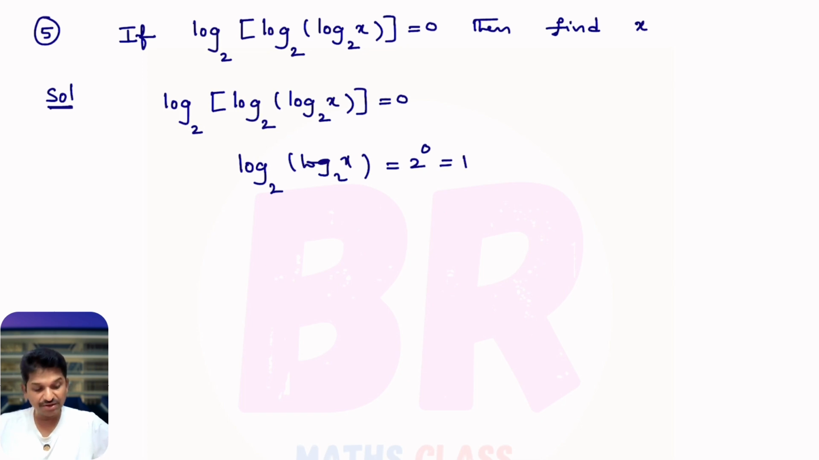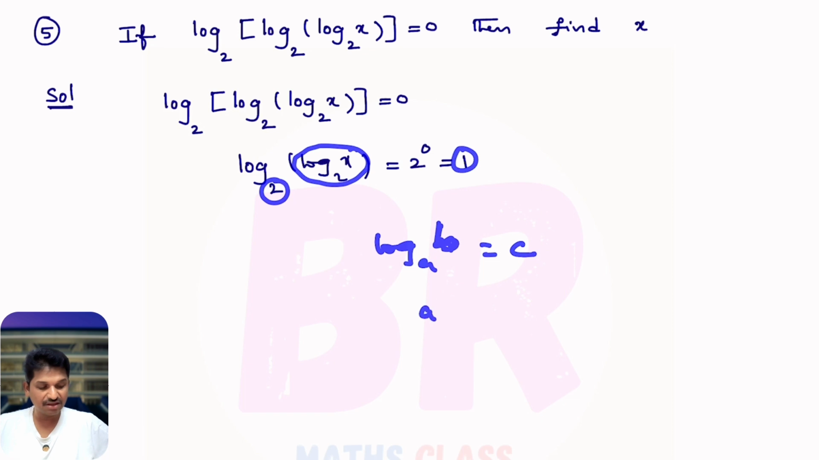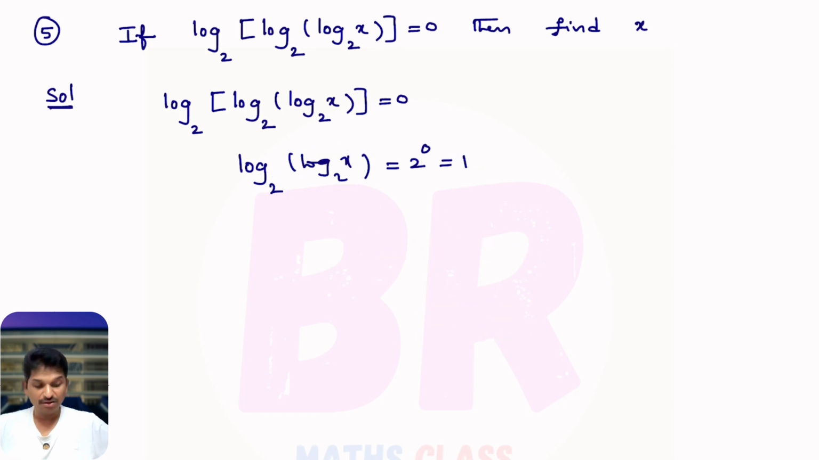Now again I'll use the same concept. Log b base a equal to c. From the definition of logarithm, you can write a power c equal to b. So if I write the exponent form of this, what will you get? Log x base 2 equal to 2 power 1, right? Okay. Again, you use the same concept. 2 power 2 equal to x, right?